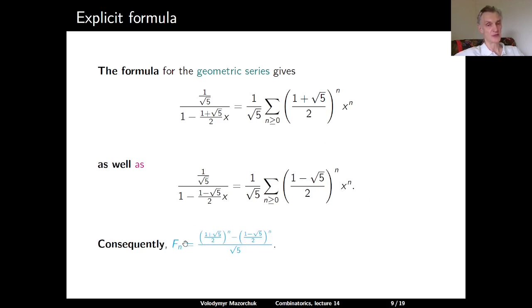x to the power n, which is exactly fn, is equal to 1 divided by the square root of 5, that's a common scalar factor, and then we should take the difference between the corresponding coefficients at x to the power n. This gives us 1 plus the square root of 5 divided by 2 to the power n minus 1 minus the square root of 5 divided by 2 to the power n. And this is our usual expression for fn.